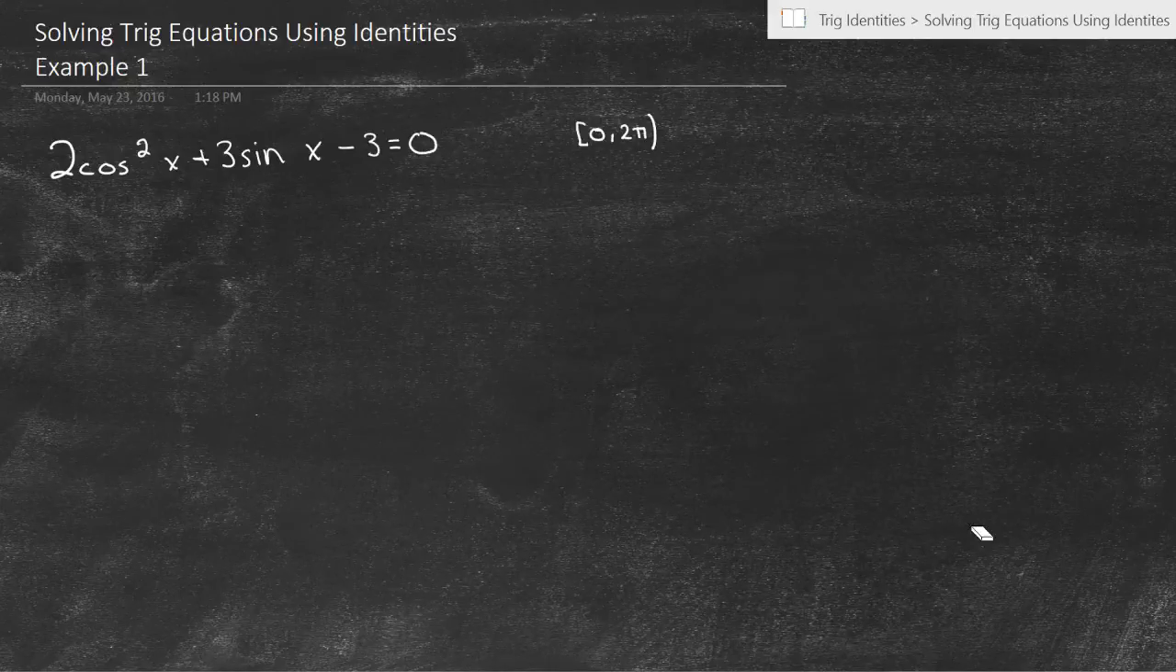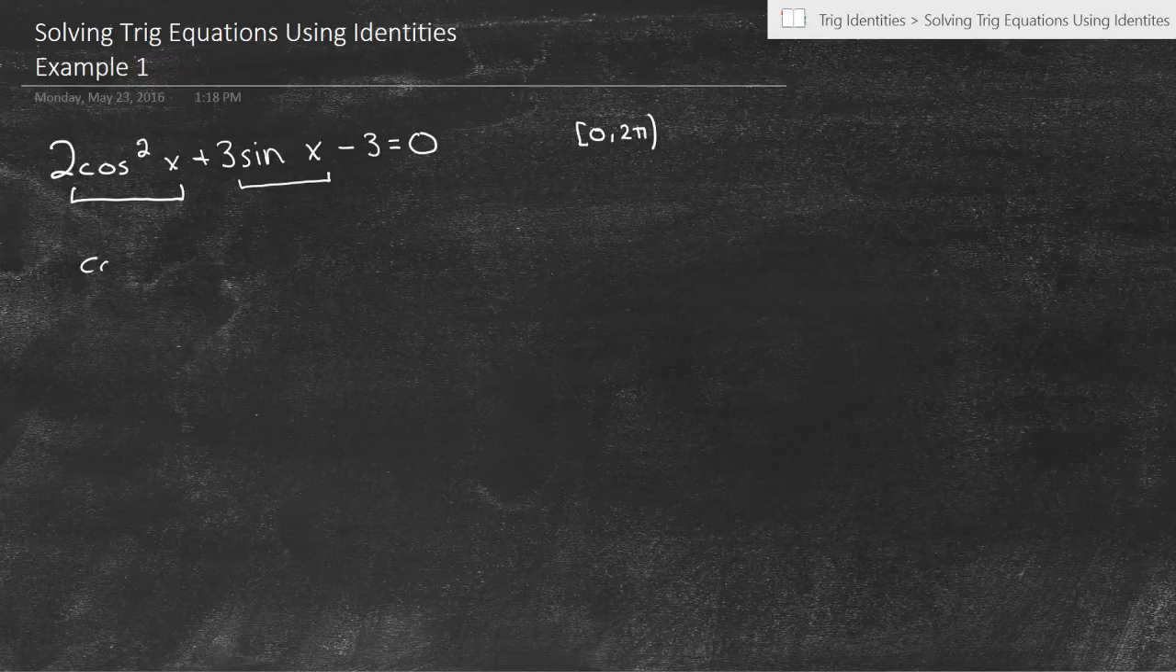Hey guys, so today is going to be our first example of solving trig equations using our identities. And here we're given 2 cosine squared of x plus 3 sine of x minus 3 equals 0. In problems like these, whenever we have cosine squared of x or sine squared of x and the single term is the opposite trig function, we always want to change the squared term because that has the easy identity.